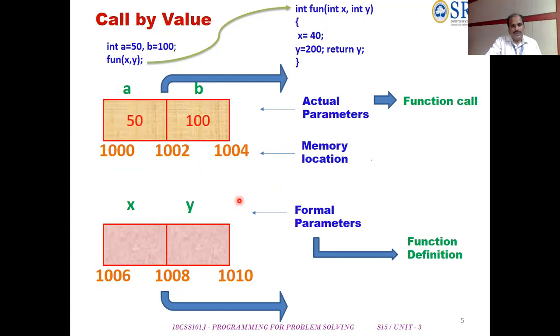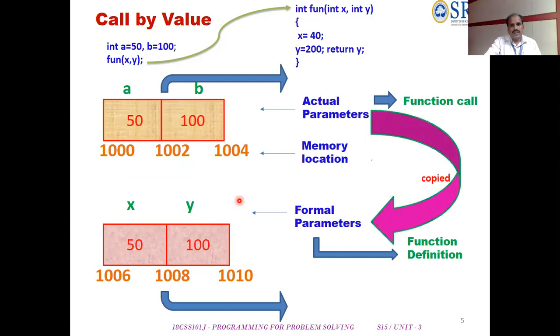Now the a value is assigned to the variable x, that is 50, and the b value is assigned to the variable y, that is 100. So the actual parameter values are copied to the formal parameters.